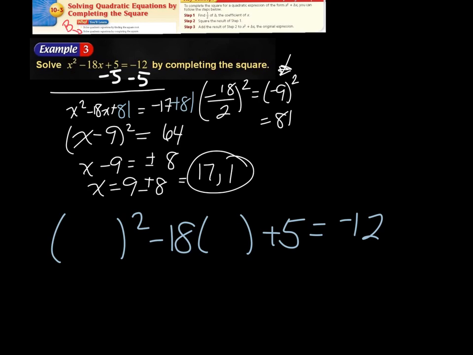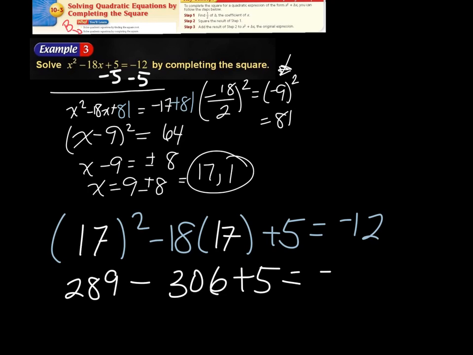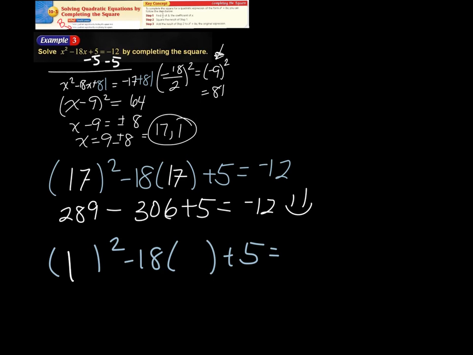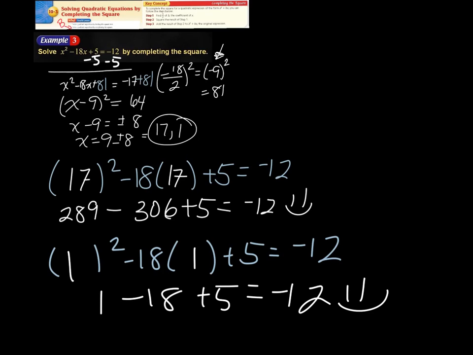It's always a good idea to substitute back into the original equation to check. 17 squared is 289. Minus 306 plus 5 is negative 12. I like it. Same thing with the 1, putting it back into the original equation. 1 squared minus 18 plus 5 is supposed to equal negative 12. And 1 minus 18 is negative 17, plus 5 is in fact negative 12. So I know that my answer is right.